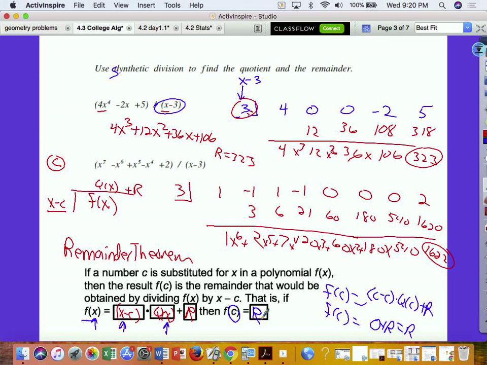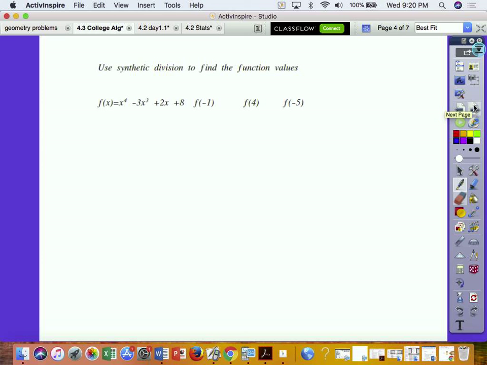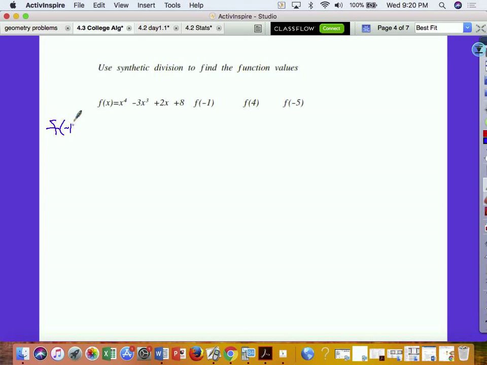So you're wondering what that does for you. Okay, so let's go to the next one. Next page, and we'll get through this and we'll be done. So my question is, what is f of negative 1? Well, f of negative 1 is equal to the remainder when this is c being divided into this. So whatever you get out in the remainder, that is f of negative 1. So 1, negative 3, 2, and 8. Coefficient of that is 1. So bring down, multiply, add, multiply, add, multiply, add.